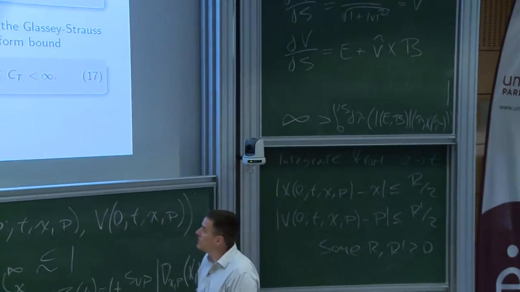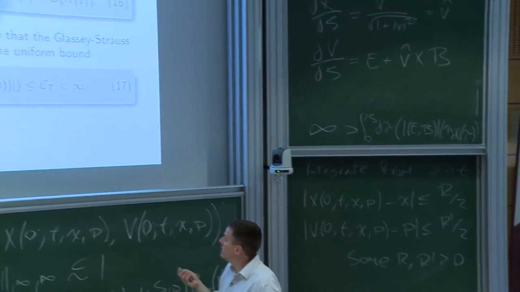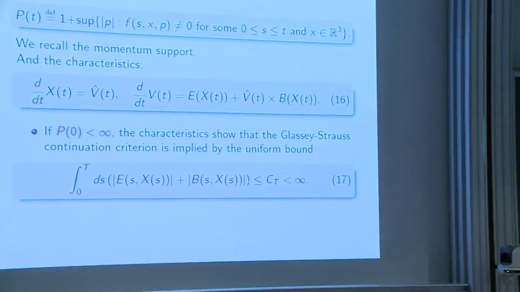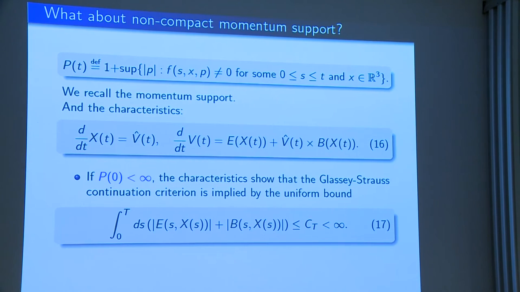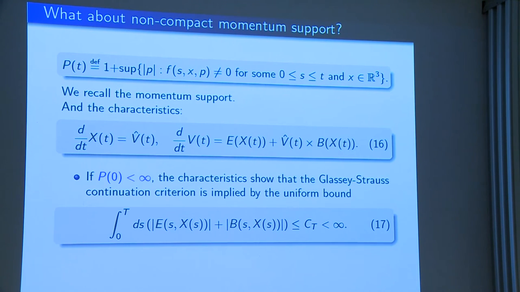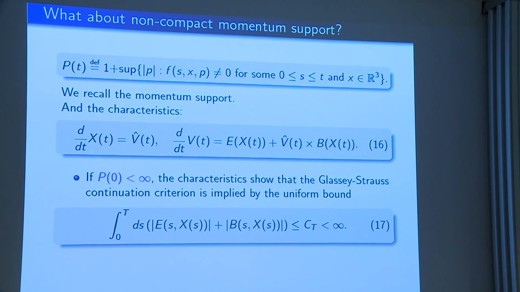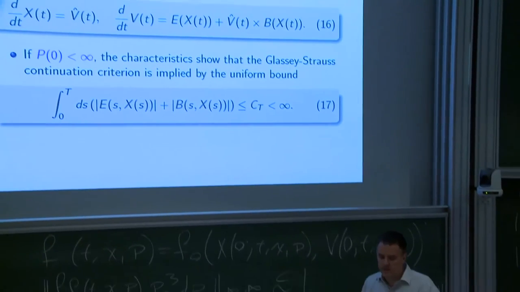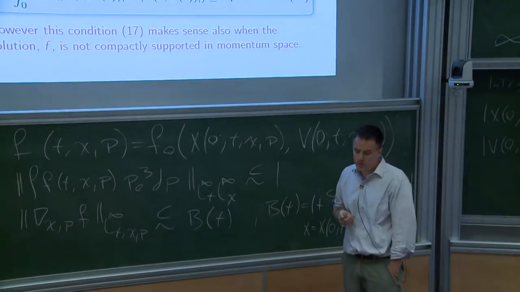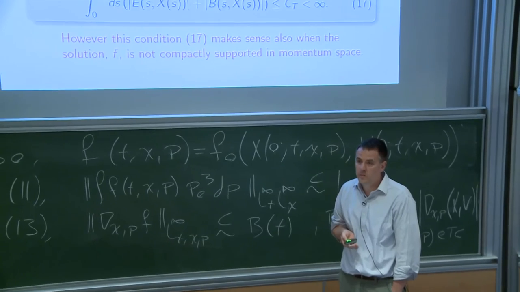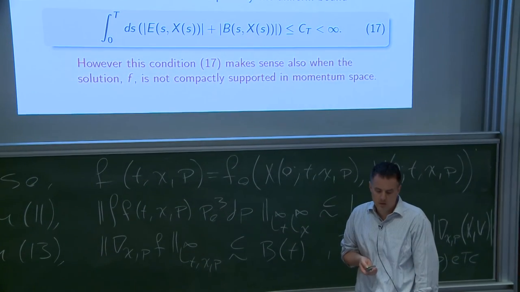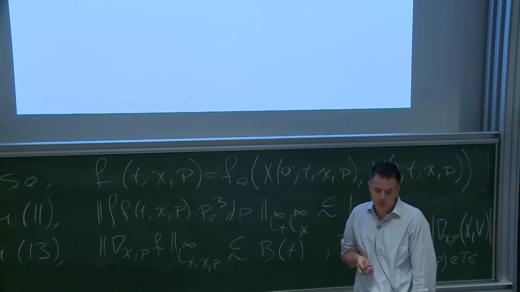On the other hand, you can assume that the L1 integral of the fields along the characteristics remains bounded, even without assuming that the momentum support is compact. There's a hidden T, x and p in these slides that I'm not mentioning. And this is what we do. So this condition, 17, makes sense even when the momentum support is not compact. And so that's what you can do.